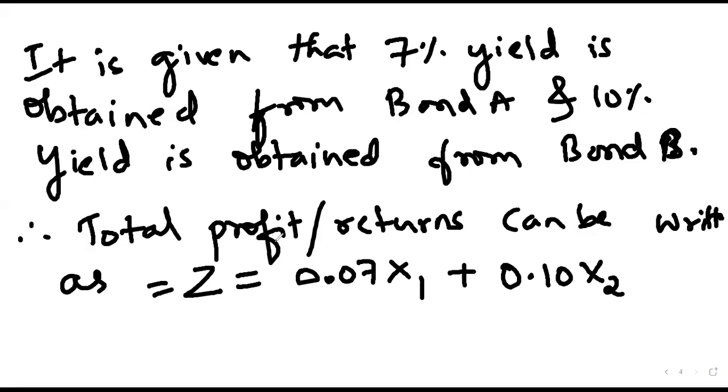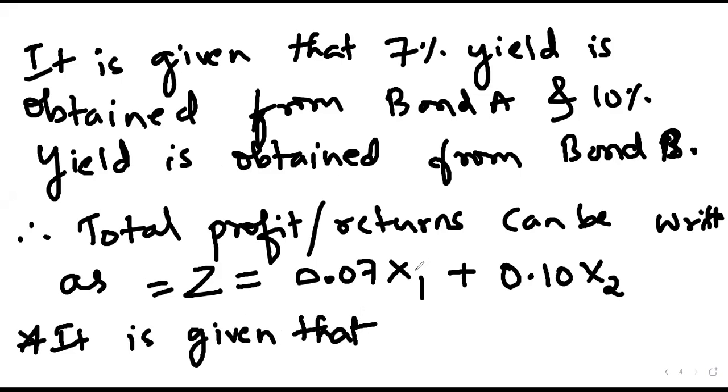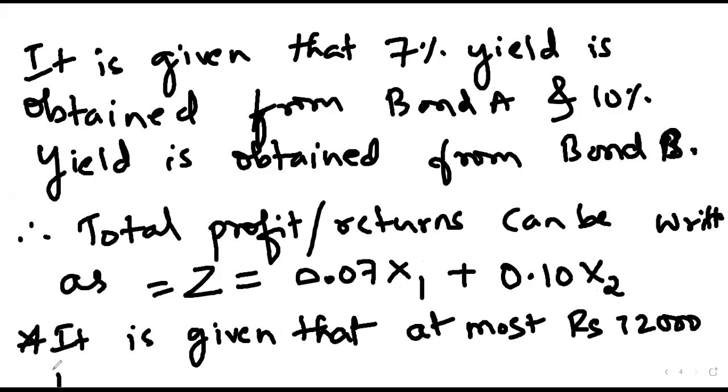Okay. Now, once this is obtained, next it is given that at most rupees 12,000 is invested in bond B.